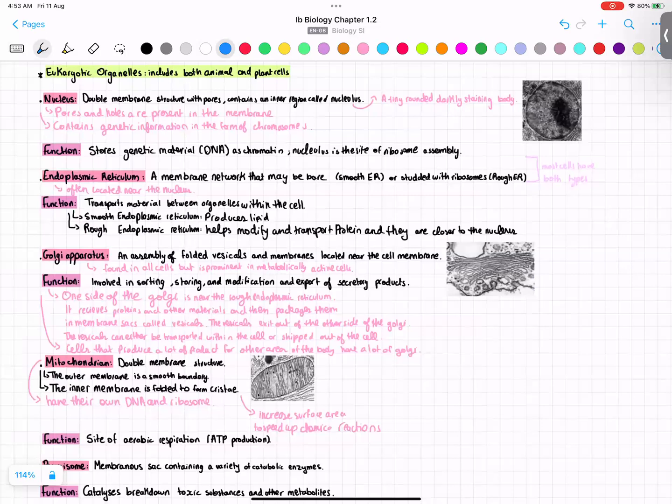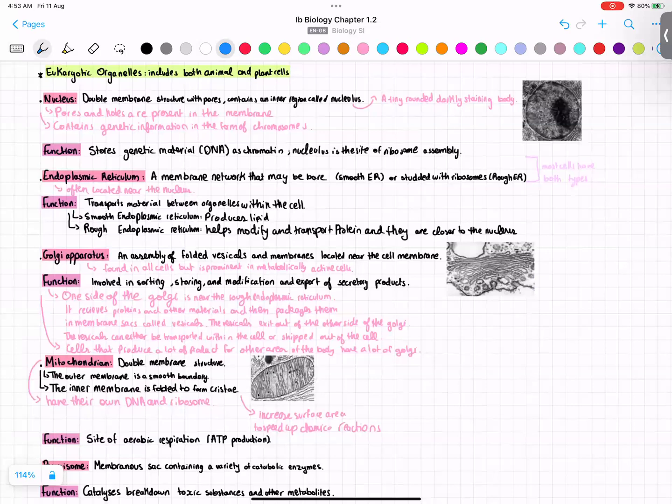So the endoplasmic reticulum. It's a membrane network that may be bare. You have two types of endoplasmic reticulum: the smooth endoplasmic reticulum and the rough endoplasmic reticulum. What's the difference? The rough endoplasmic reticulum is studded with ribosomes, and that's why it's much easier to identify. And a hint when you're trying to identify them in the MCQ questions, or even in the paper 1, paper 2 and paper 3 questions, you're also asked to identify certain structures. They give you an arrow, they point you to that structure, and you have to be able to identify them.